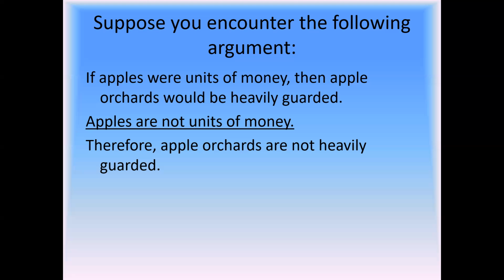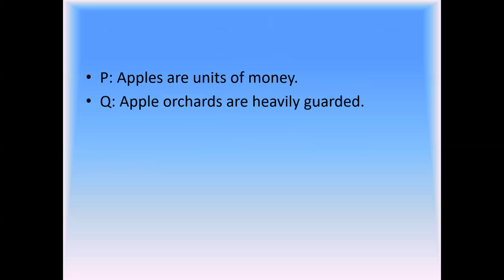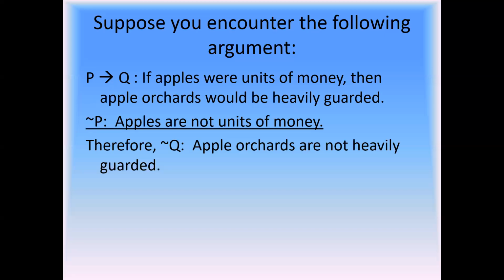Now, first we have to represent these sentences. So we use simple sentence letters, P representing the sentence, apples are units of money, and Q representing the sentence, apple orchards are heavily guarded. And with those simple sentence letters, we can represent our argument. So we have if P then Q, the P arrow Q, and we have those two sentences arranged in that relationship.